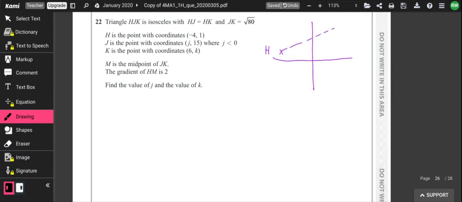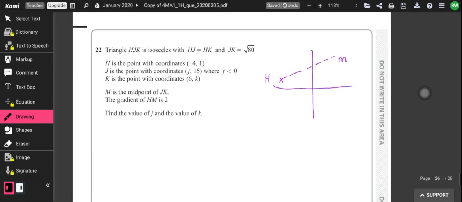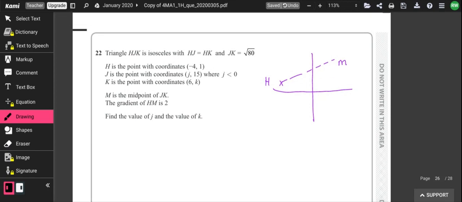It joins up to a point M and has a gradient of 2, and M is the midpoint of J, which is J, 15, but J is less than 0, so it's negative, so it's going to be sort of up here. That's J, and it's midway between that and K, which is at 6, K. So 6, K, it might be sort of round about here, because K could be negative, we don't know.